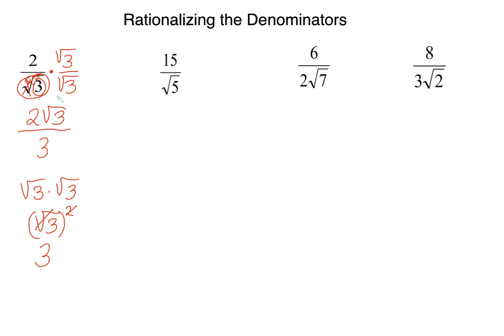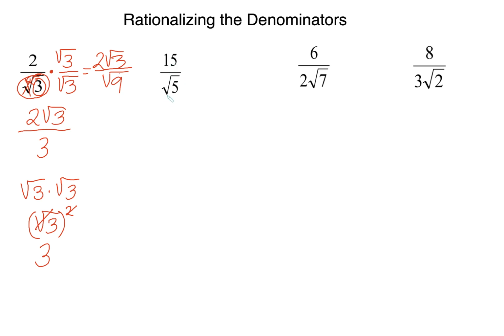So you don't have to write this, because this is what I saw my students doing last semester and it drove me nuts. They would write 2 square root 3 over, and then they'll go square root 3 times square root 3 is square root 9, and then the square root of 9 is 3. They could have skipped that step if they understood that radical 3 times radical 3 is basically 3, that the square root sign will disappear.